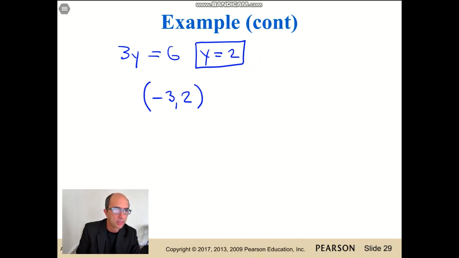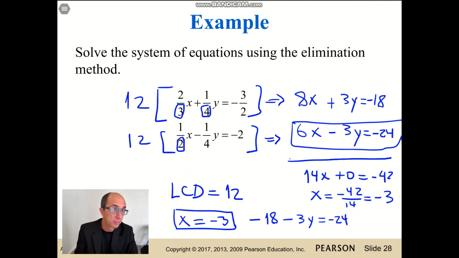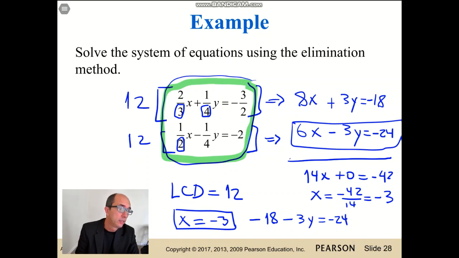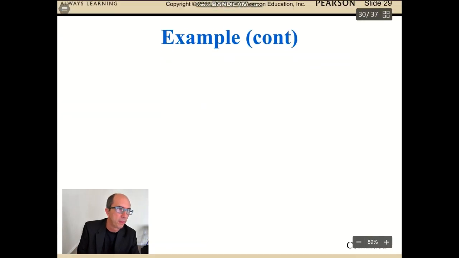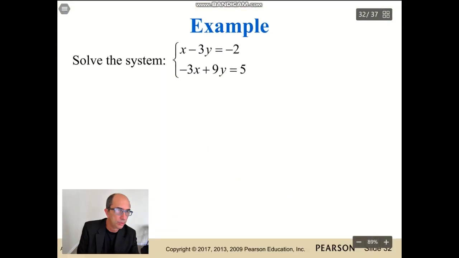Check: plug the solution into the original system, and the original system is this one here. Plug in the solution here and check if it can produce a true statement, and then you can confirm it is the solution of the system of equations. Okay, if we check, we're going to find it's true. This is confirming that it is a solution for the system.